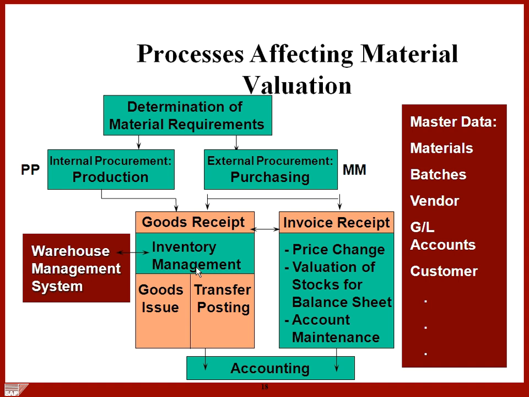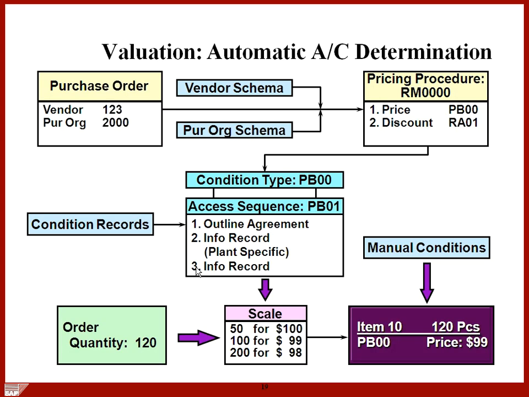So, we will also discuss various processes affecting material valuation, whether it is goods receipt or invoice receipt or something else. And then there is something called valuation and account determination. This is what we call automatic account determination. Here we discuss the various automatic account determination techniques that we use.